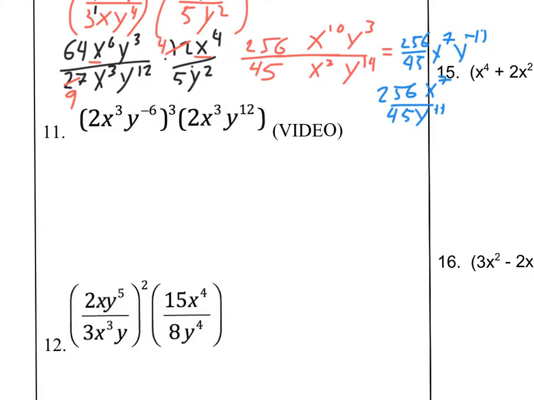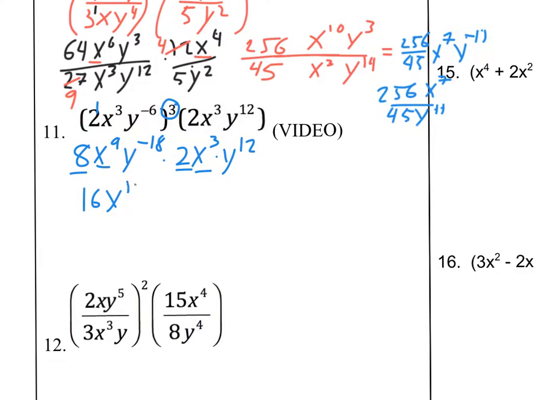Number 11 is going to be pretty similar. I'm going to deal with this 3 first. That's going to be 2 to the 1 to the 3, so 2 to the 3 is 8. X to the 9, y to the negative 18, times 2x to the 3, y to the 12. 8 times 2 is going to be 16. Those numbers stay separate. X and x is going to be x to the 12. Then we get y to the negative 6. That leaves us with 16 and x to the 12, sorry. And to get rid of the negative 6, we're going to move it to the bottom and make it y to the 6.